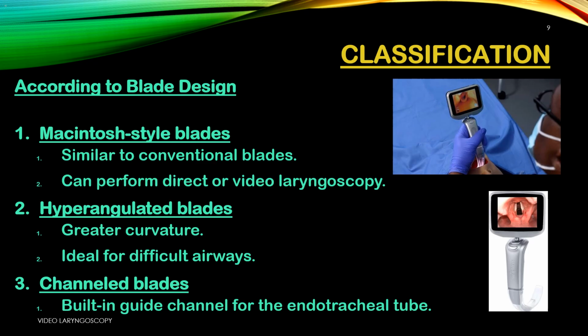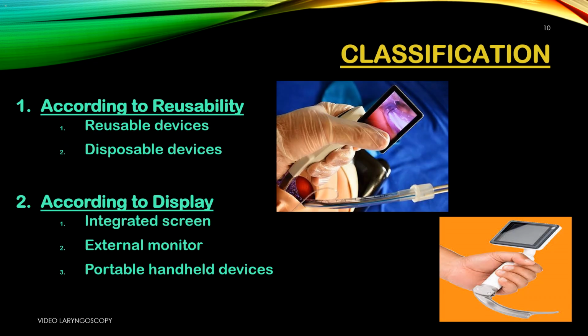3. Channeled blades. Built-in guide channel for the endotracheal tube. The tube rides in a slot. Less hand-eye coordination needed. Good for beginners or tight spaces.